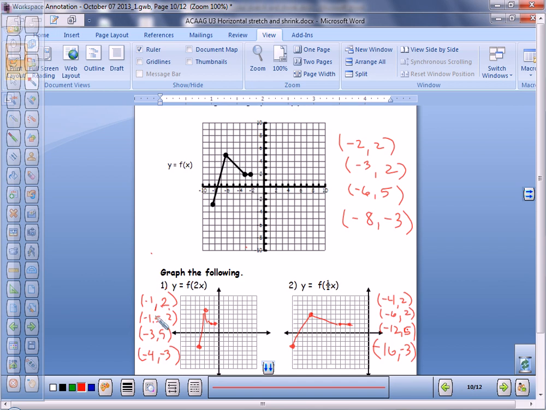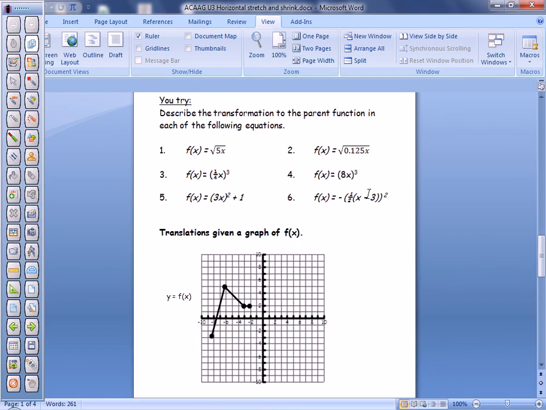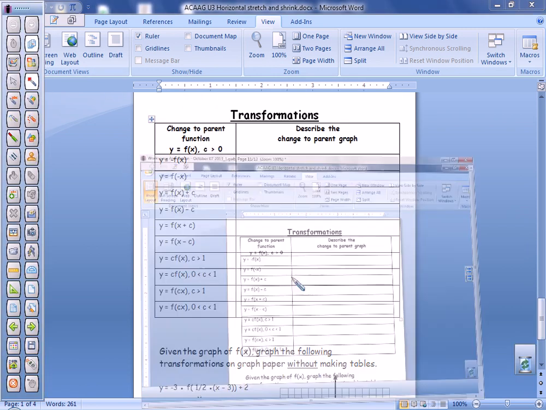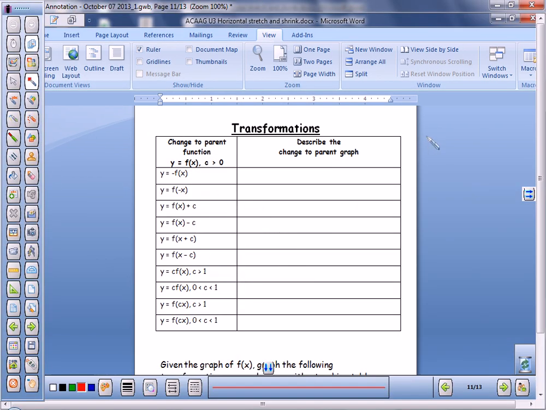Okay, now the top of the next page is a summary of everything. This is our summary of transformations. Let's see what you can do without looking back at your notes. Give it a try.